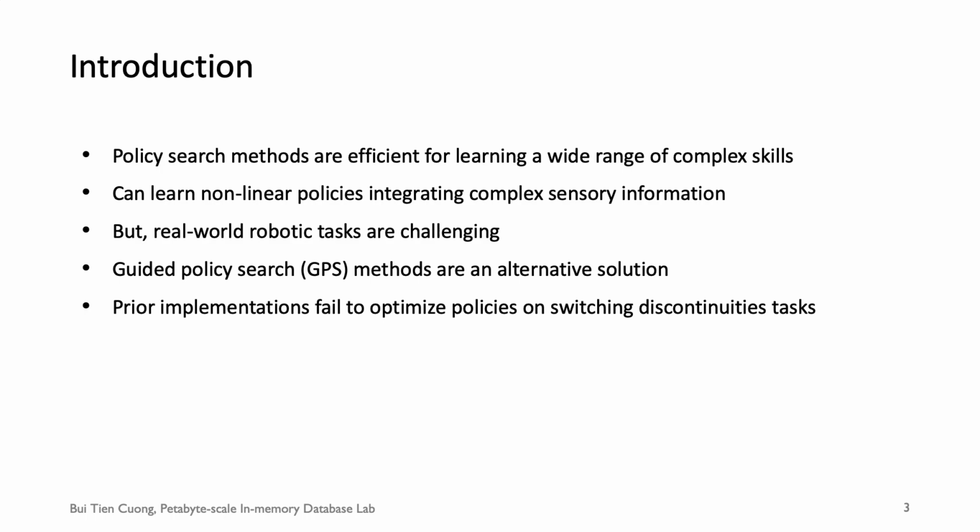As you know, reinforcement learning and policy search methods have shown considerable promise for enabling robots to automatically learn a wide range of complex skills. Recent results suggested that these methods can be extended to learn nonlinear policies that integrate complex sensory information and dynamically choose diverse and sophisticated control strategies.